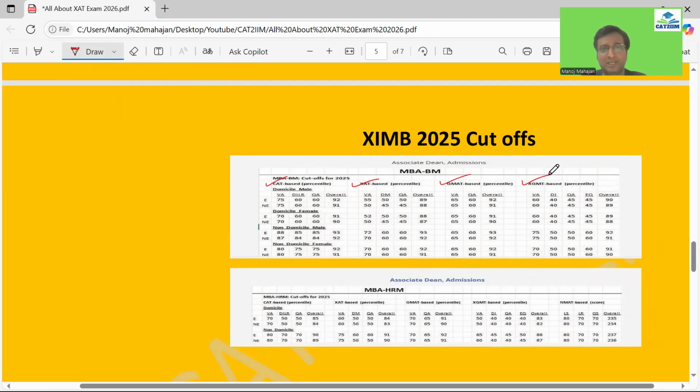Particularly, if someone is a domicile female and also a non-engineer, in that case it would be a little easy for them to get the call for the BM program. And even in the HRM, being a domicile and non-engineer, again it's a little easier to get the call. That is based on the CAT I'm talking about. You can have a look at the other exams' cutoffs also. Based on XAT, as we are talking about the XAT over here, that's also on the lower side, not that high.